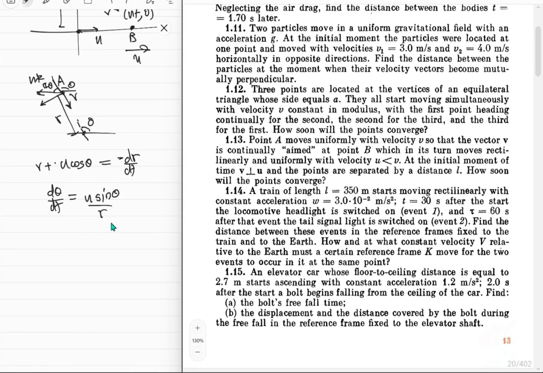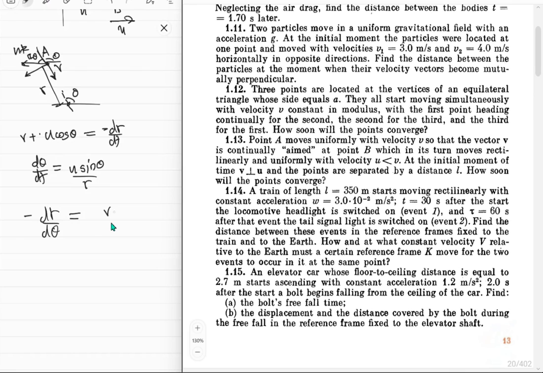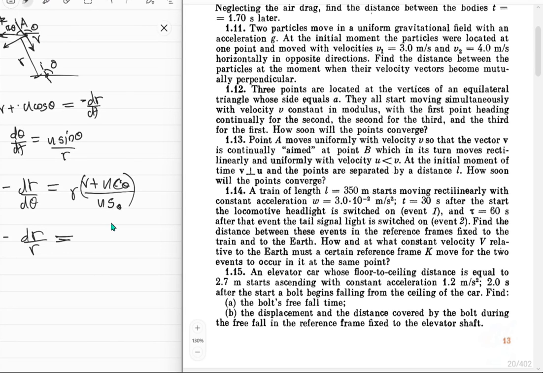Oh, this is awesome. So just have negative, let's say, dr upon d theta. That will just be this thing. So v plus u cosine theta upon u sine theta, and then that times r, of course. So there we go. Negative dr upon r is equal to v plus u cosine theta upon u sine theta, that times d theta. So yeah, you want to integrate that.